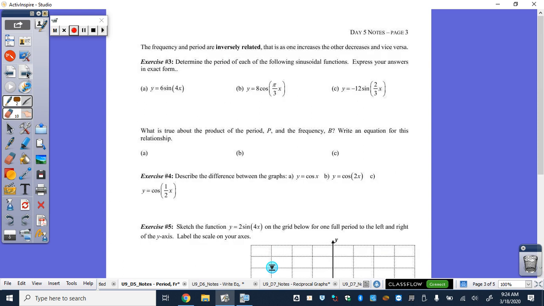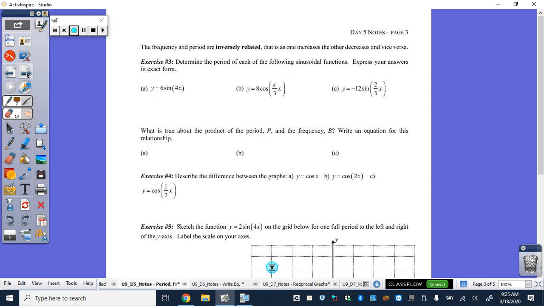Okay. All right, more with frequency and period. They are inversely related. So as one goes up, the other one goes down, and then vice versa. As the first one goes down, the other one goes up.